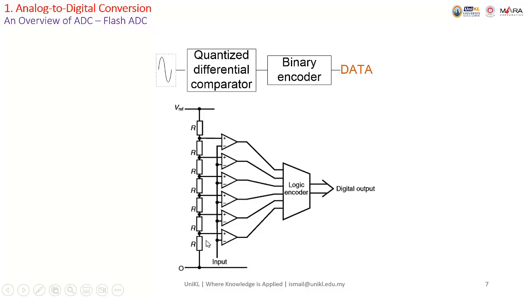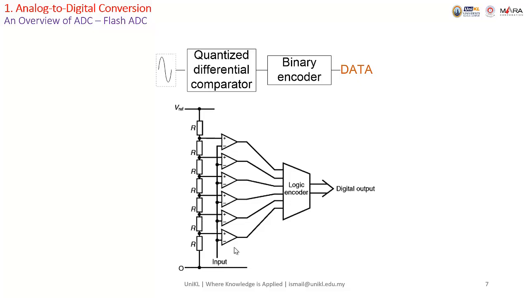Say we have 2 volt. So 1 volt, 2 volt here. So we have 1, 1, 0, 0, 0, 0. From that, then we need to have some sort of circuitry. We call it a logic encoder, to encode the signal into digital output. For example, here we have 1, 1, which in binary is 3. So we want to say it is 2 volt, right? 2 volt.